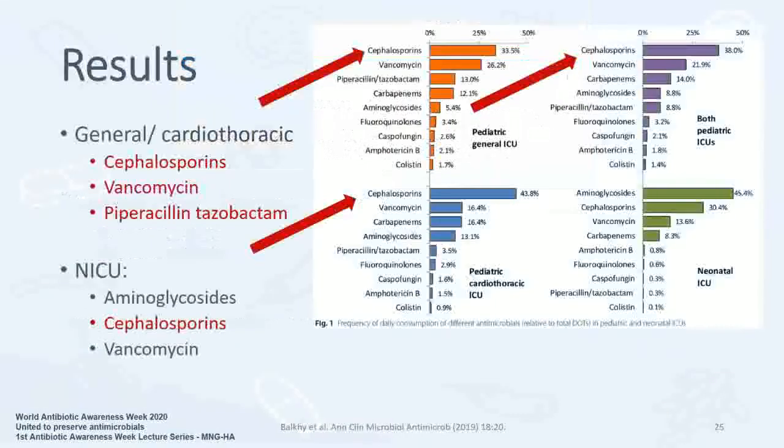What they found was that, in general, cardiothoracic wards had mostly cephalosporin use, vancomycin and tazo. In the NICU, they had really high aminoglycoside, cephalosporin, and vancomycin use. So if you look at the screenshot here on the right-hand side, you can see that cephalosporin is the highest in pediatric and general ICUs.